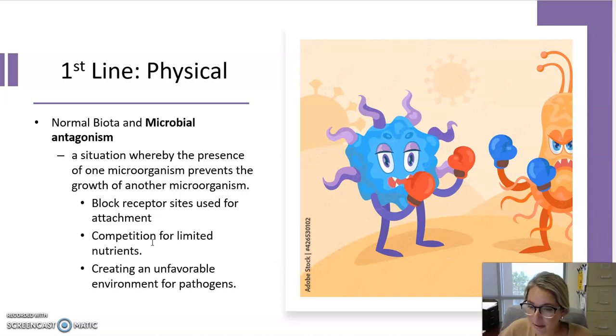So for example, on our skin, Staphylococcus epidermidis, which is a normal biota, feeds off of our skin oils and releases acids that give our skin an overall acidic pH. So that way, if a bad bacteria lands on our skin, it typically is not going to be able to grow very well because of the acidic pH. But that's microbial antagonism. Staphylococcus epidermidis is a good bacteria. It created that acidic environment on the skin, so now the bad bacteria, for example, something like E. coli, would not be able to grow in that type of an environment.